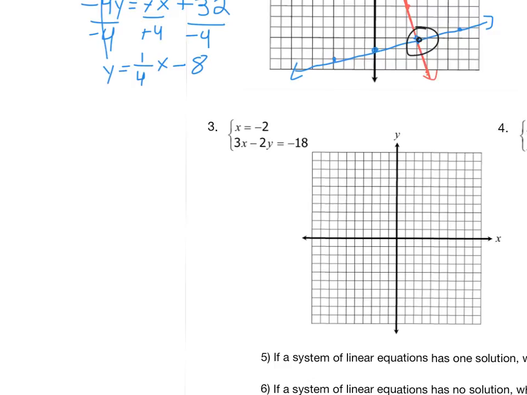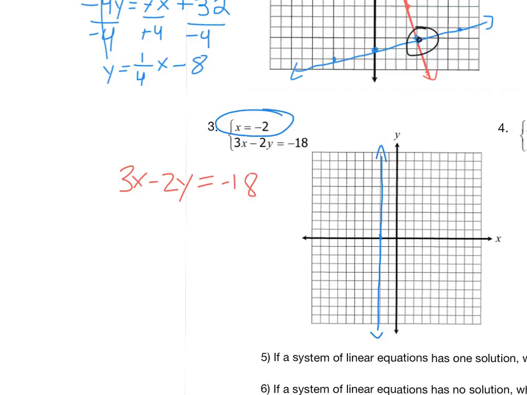X equals -2. That we don't need to do anything to, and I'll do that one in blue since I already circled it in blue. X equals -2 means we're going to have a vertical line on -2. And that is from a few modules ago. You should know that anytime we have x equals a number, that's going to be a vertical line. And then 3x minus 2y equals -18.